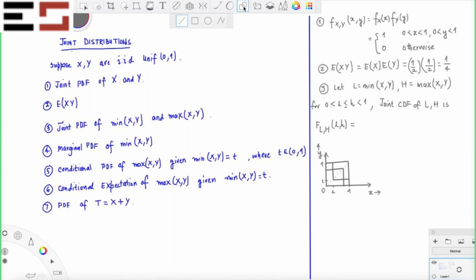Okay, so now let us see what is this. This is the probability that min(X, Y) is less than or equal to L and max(X, Y) is less than or equal to H. So you want min(X, Y) to be less than or equal to L, which means that (X, Y) should lie in this region. And you also want max(X, Y) to be less than or equal to H, so that means (X, Y) should lie in this region. What that means is the intersection will be given by this region.